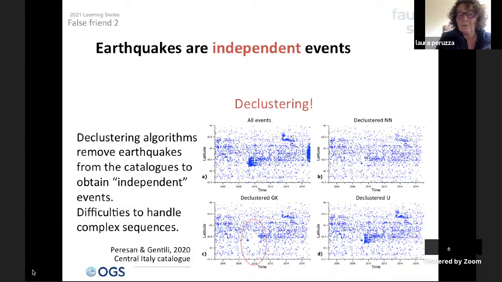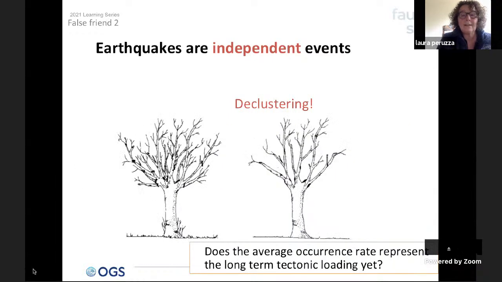Of course, we have difficulties to handle complex sequences, but one fundamental problem that is often neglected when we are doing this kind of exercise is the fact that probably we are losing something by doing it.